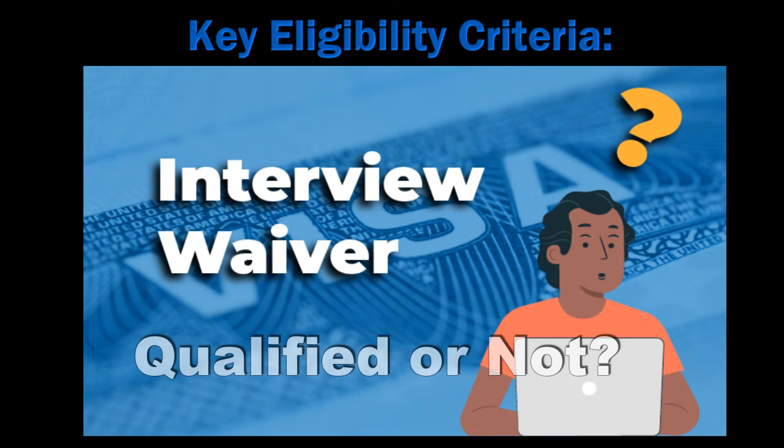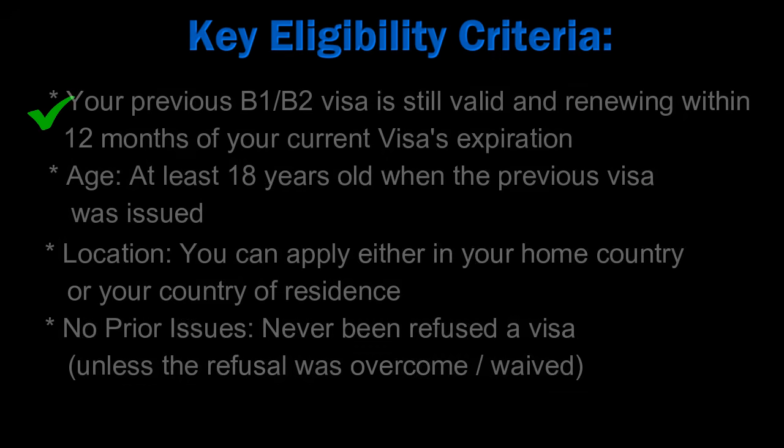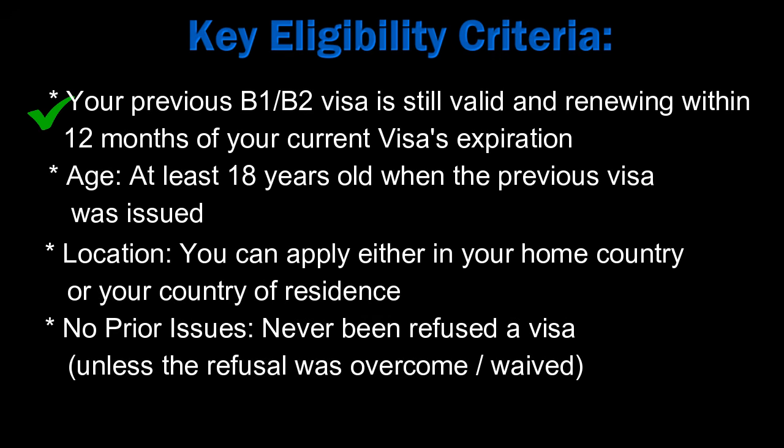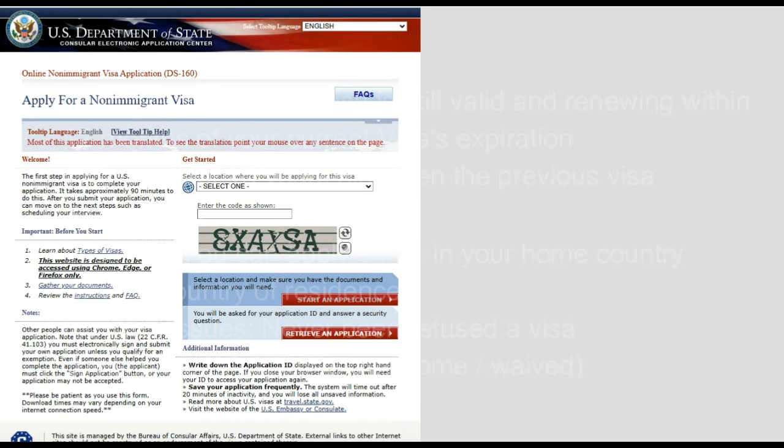These are the key eligibility criteria. Eligibility requirements will let you know if you are qualified to renew your tourist visa without an interview. Your previous B1 B2 visa is still valid and you are renewing within 12 months of your current visa's expiration. You are at least 18 years old when the previous visa was issued. You can apply either in your home country or your country of residence where you currently live. Your visa has never been refused unless the refusal was overcome or waived.